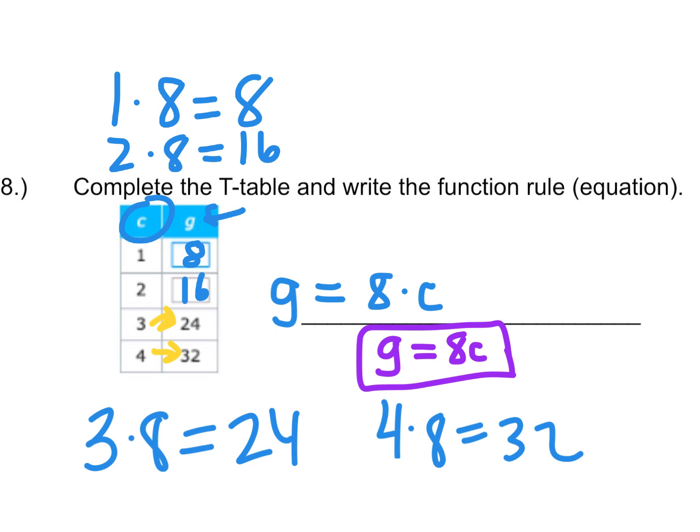Okay, so that is our rule, our equation, and I used the G, the output, and the C, the input. I used the letters that were in there. We're used to using X and Y, but in this case, the variables are C and G.